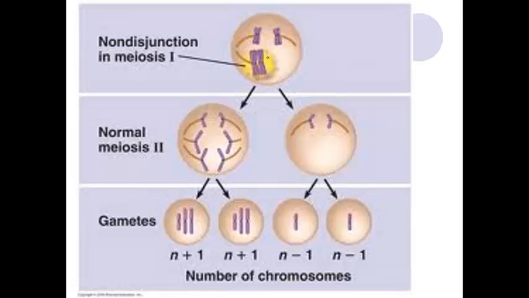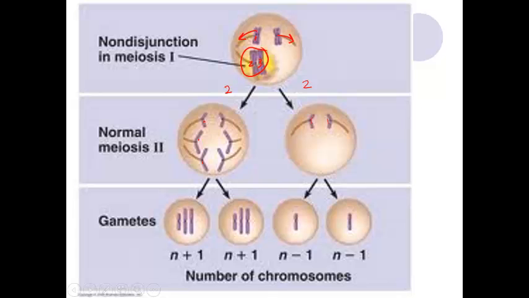So here you can see the non-disjunction. This is what should happen. One chromosome gets pulled one way, one gets pulled the opposite direction. That way when the cell divides in half, we were supposed to have 2 chromosomes in this cell, and 2 chromosomes in this cell, but that's not what ended up happening. We ended up with 3 chromosomes on the cell to the left, and only 1 chromosome on the cell to the right.